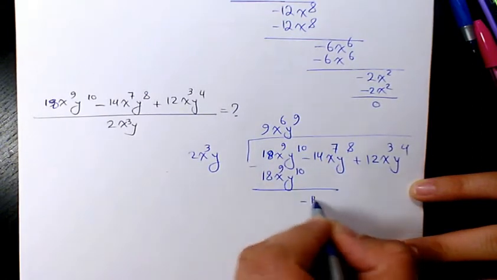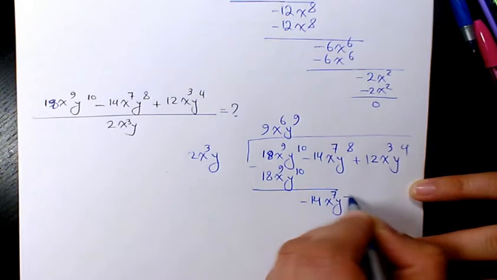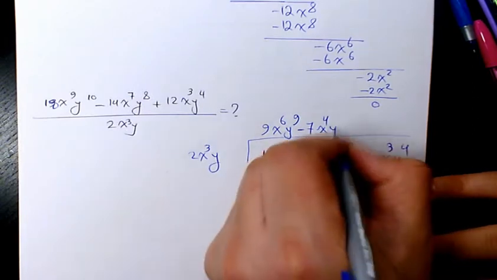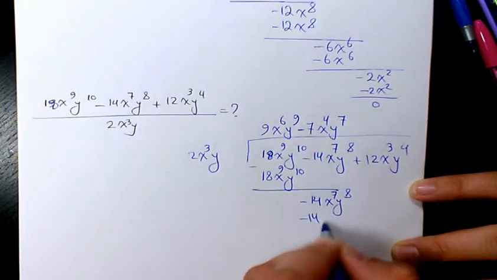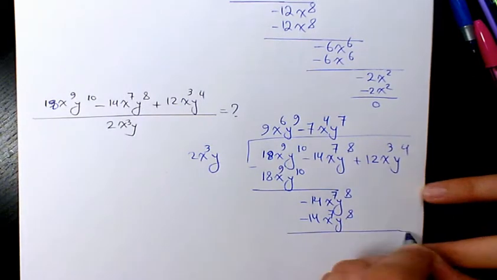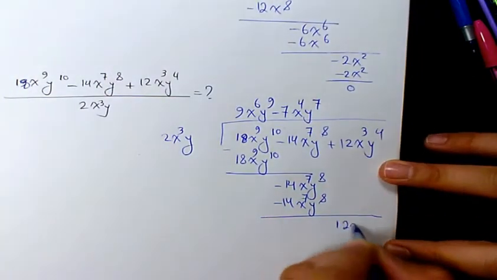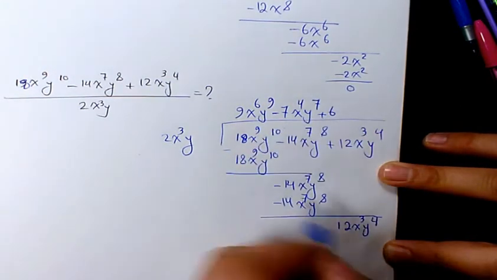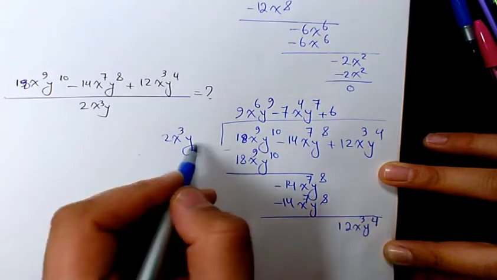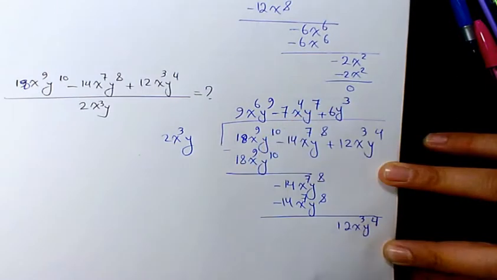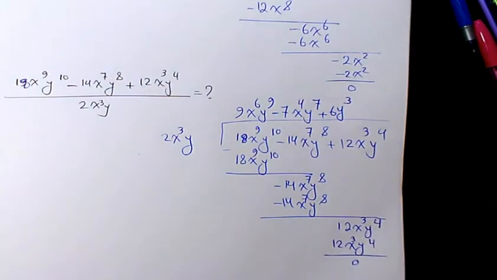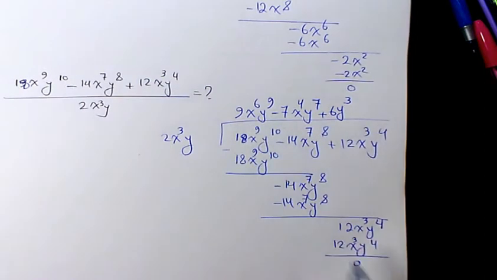Cancel out, you bring the next number down, negative 14x to the power of 7 y to the power of 8 divided by negative 7x to the power of 4 y to the power of 7. When you multiply it, it's going to be negative 14x to the power of 7 y to the power of 8. Then you bring this number down, 12x cubed y to the power of 4 divided by this guy is going to be 6. x cubed and x cubed cancel out. y to the power of 4 divided by y is going to be y cubed. So y cubed times this guy is going to be 12x to the power of 3 y to the power of 4. Then you can cancel out. So the quotient is going to be this part.